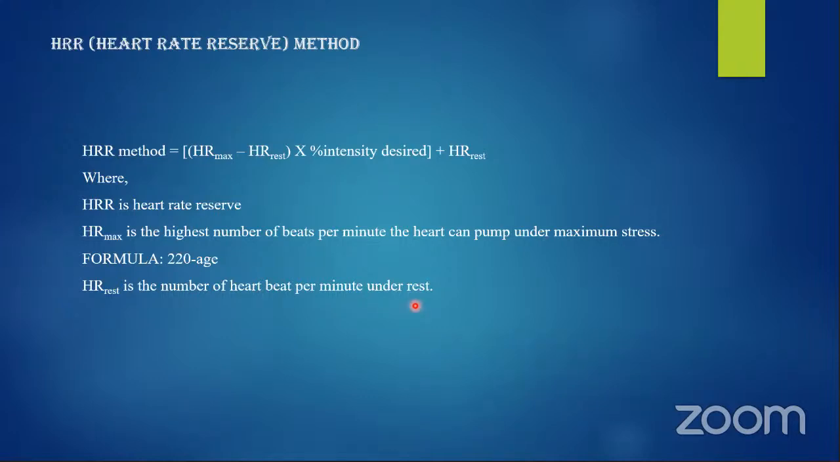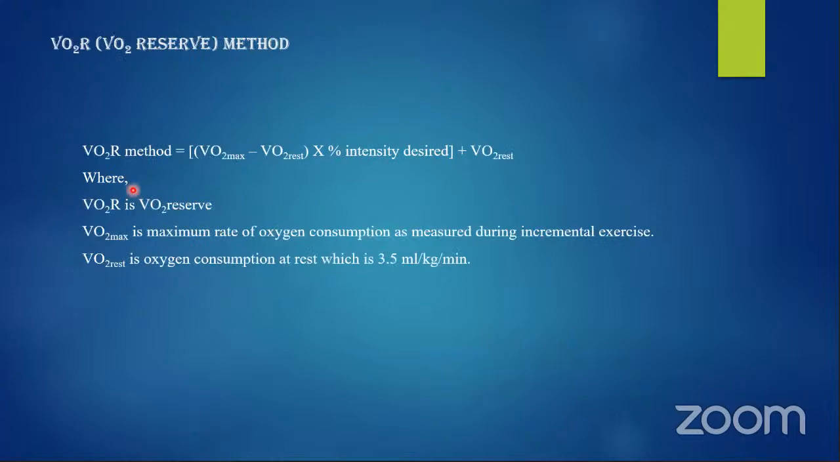Next comes the VO2R method, that is the VO2 reserve method. VO2 reserve is the difference between the VO2 max and VO2 rest. The formula for the VO2R method is VO2 max minus VO2 rest, multiplied by percentage of intensity desired, plus VO2 rest. VO2 max is the maximum rate of oxygen that you consume during incremental exercise. In the coming slides, I will explain how to determine the VO2 max. VO2 rest is the oxygen consumption at rest, which is equal to 3.5 ml per kg per minute. This value may vary according to age and gender. Here I have mentioned the normal average value, that is 3.5 ml per kg per minute.